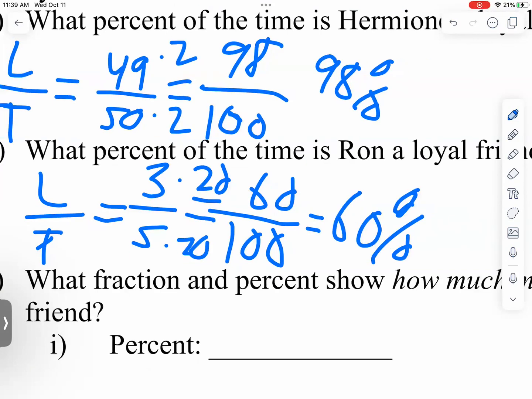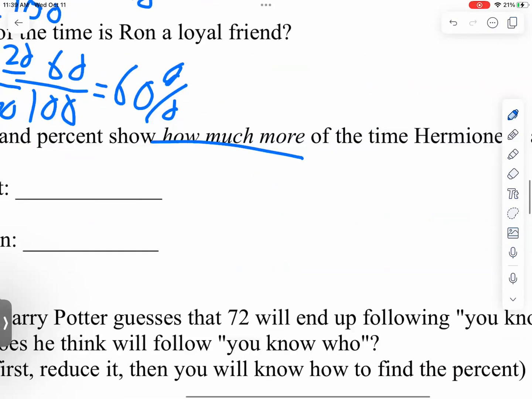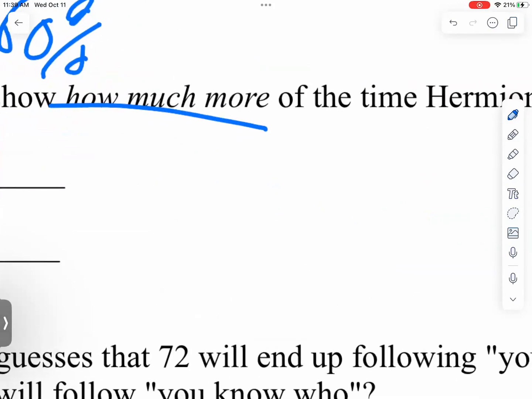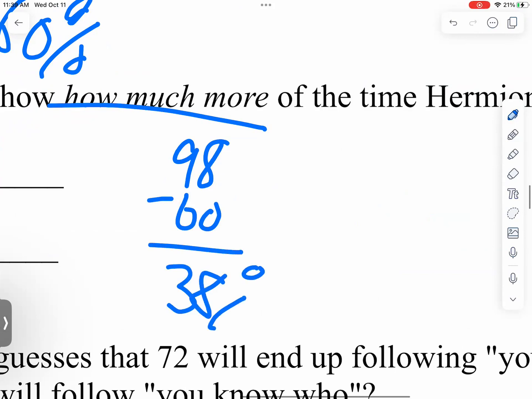All right, now, what fraction and percent show how much more of the time she is a loyal friend? So how much more is a subtraction question. So if Chloe ran 5 miles on Monday and 2 miles on Tuesday, and I said, how much more did she run on Monday? You would do 5 minus 2 is 3. So here we're subtracting. So the percent, I would actually probably do this by just subtracting the percents. 98% minus 60% is 38%.